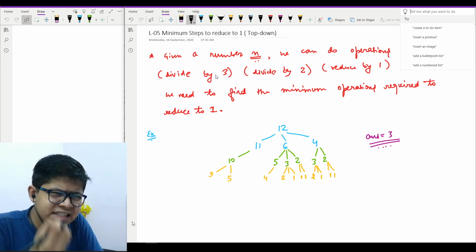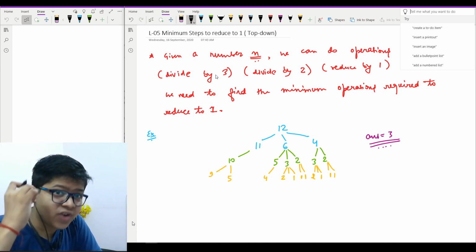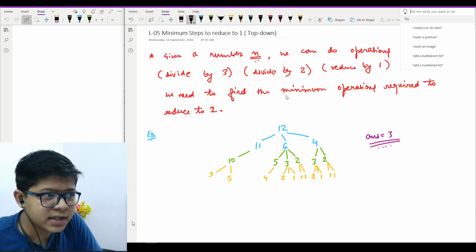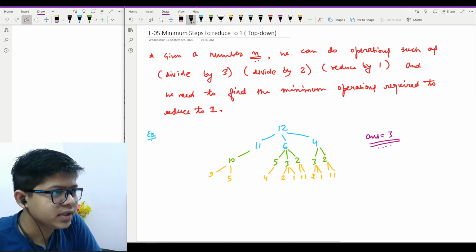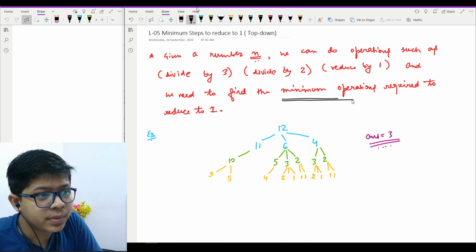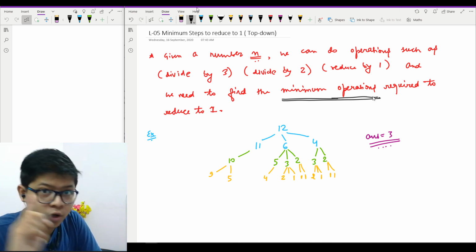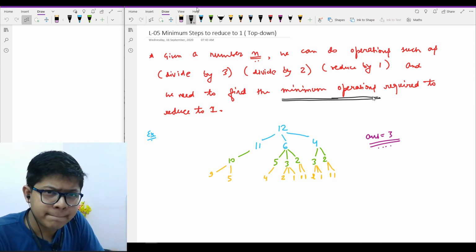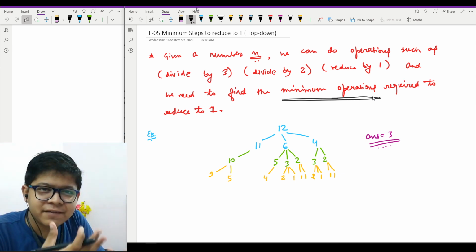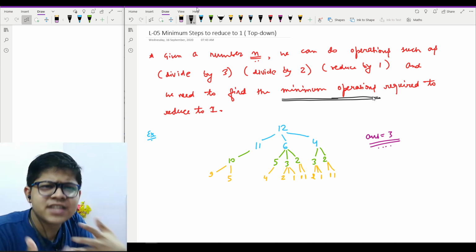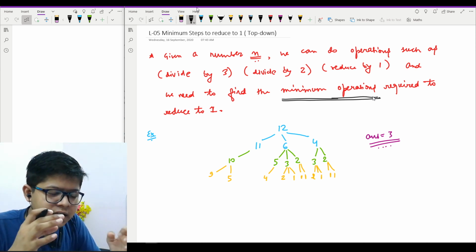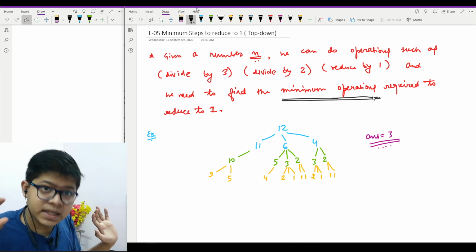So the one keyword which can strike your mind that DP might be applied here is minimum, minimum operations required. I'm not saying that if minimum is written then DP will always be applied, but DP problems are maximization problems or minimization problems, so the word should strike you, okay, DP might be applied here. I'm not sure, but DP might be applied here.